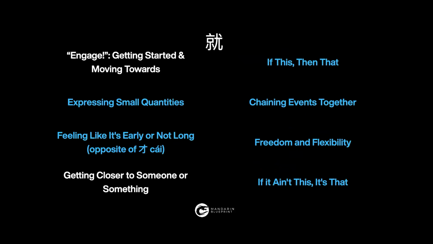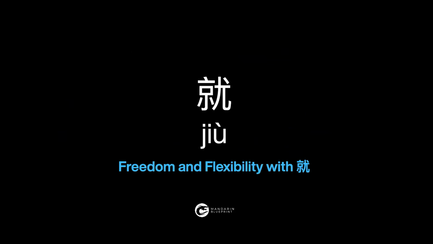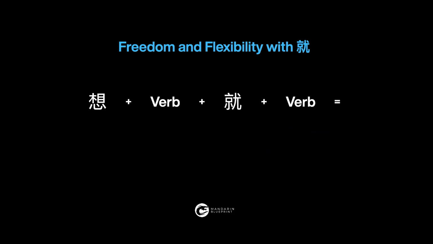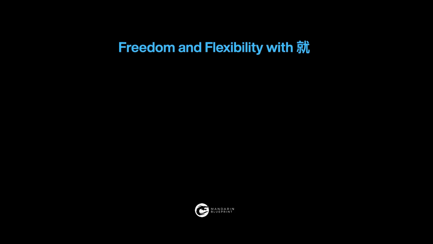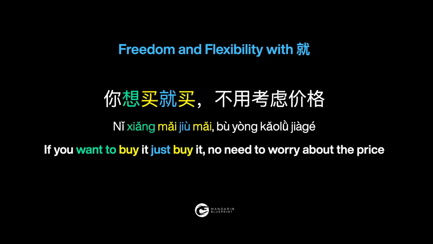Now here's a really useful one, using 就 for freedom and flexibility. So it's just saying, if I want to do something, just do it. Now the structure here is 想, which means to want to, plus verb, plus 就, plus the same verb, and it means if one wants to do verb, just do verb. And let's give some examples. 你想买就买，不用考虑价格. If you want to buy it, just buy it. No need to worry about the price.